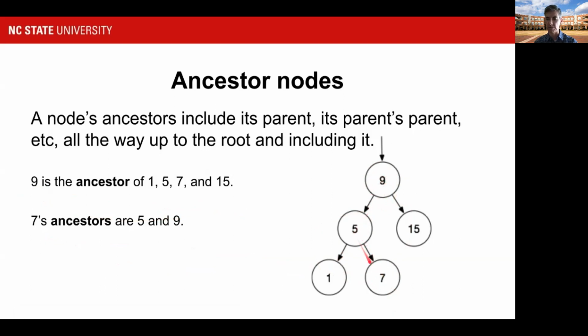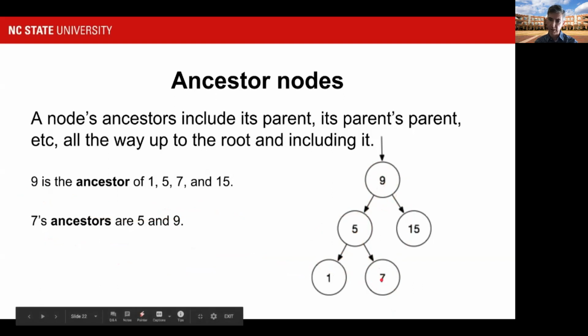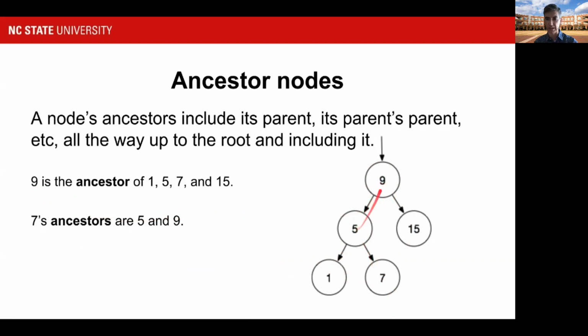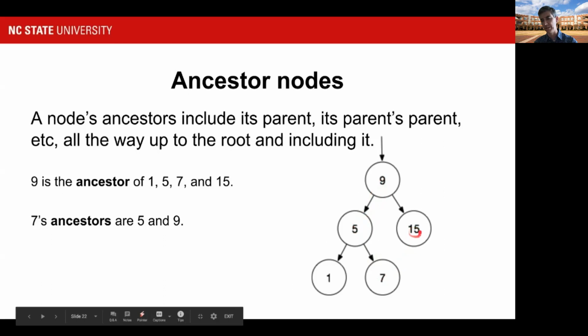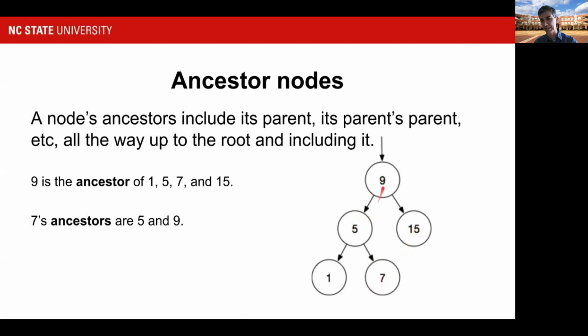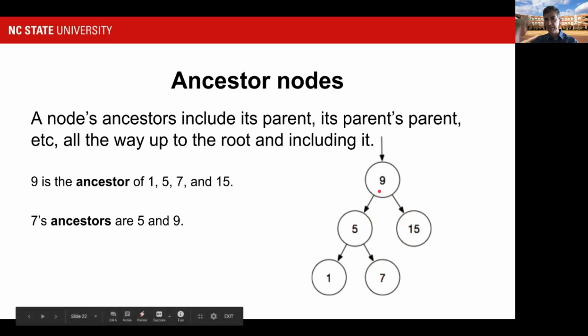So 7's ancestors are everything above it, but the only things above it are in a direct path up to the root. So you go from 7 to 5 and from 5 to 9, and so 5 and 9 are 7's ancestors. Note 15 is not an ancestor because I would have to come back down to get to 15. So it's not, strictly speaking, in the pathway back to the root.